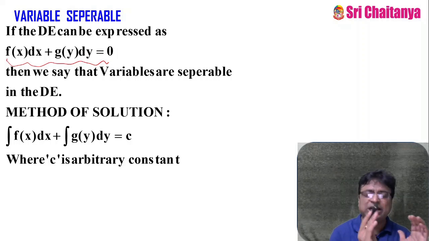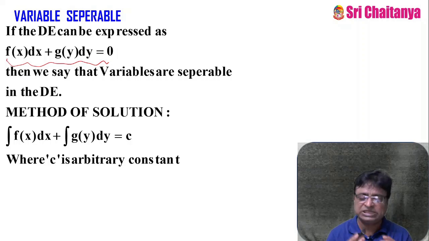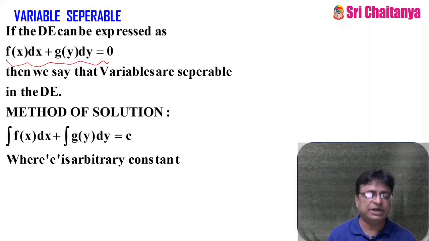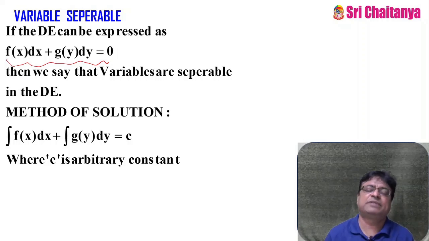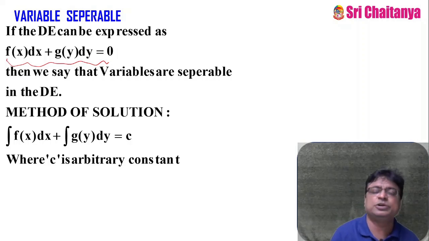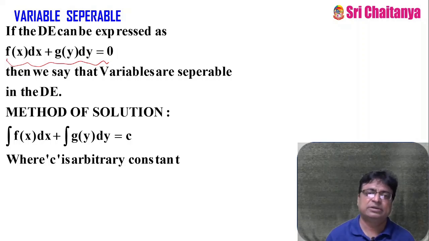That means all x terms, a function of x terms, into dx plus a function of y terms into dy equal to 0. Then immediately we can say that the given differential equation is in the form of variable separable. If you have identified that as variable separable, then the solution is to take integration on both sides. You will get the answer.